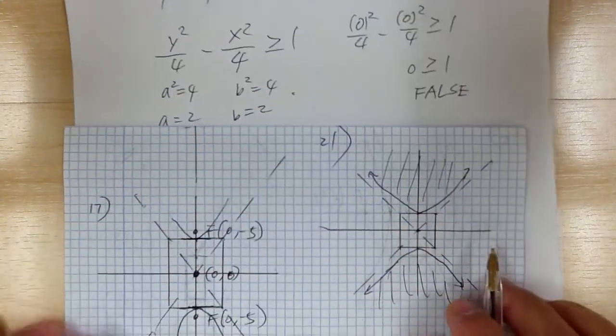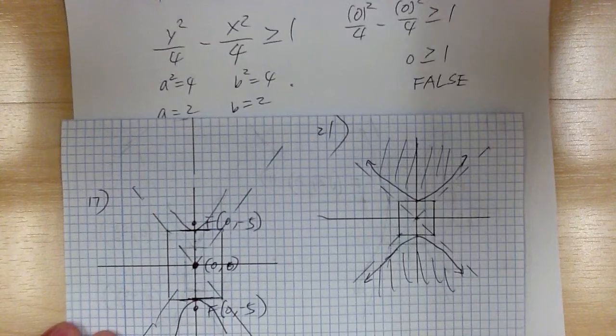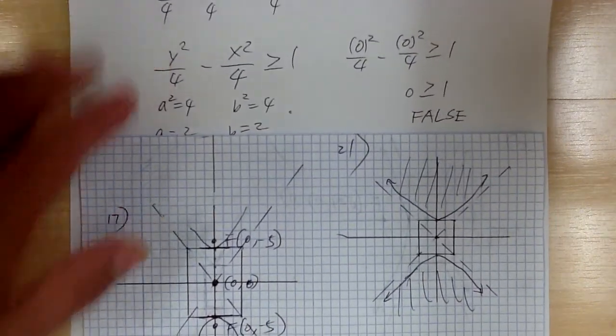Okay, and so that is your graph for number 21. So make sure that if you're not sure, you just do the testing point.